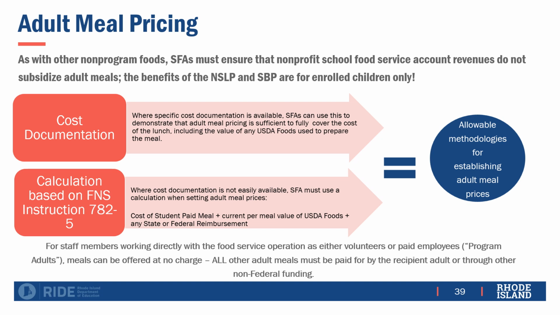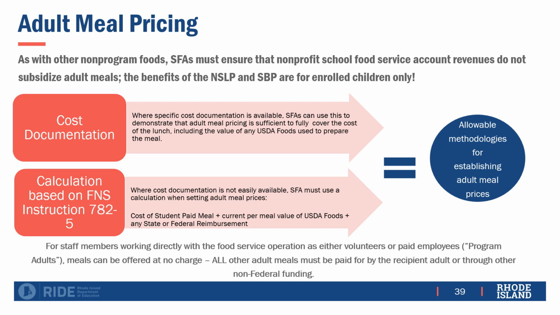The costs must include the value of any USDA entitlement and bonus donated foods used to prepare the meal. The USDA provides several options for demonstrating compliance with adult meal pricing. If cost data is readily available, the SFA should use the per meal costing data to calculate the cost of adult meals. When cost data is not available, the SFA may use the formulas described in FNS Instruction 782-5 to calculate the adult meal requirement. We'll review these calculations in more detail on the next slide.